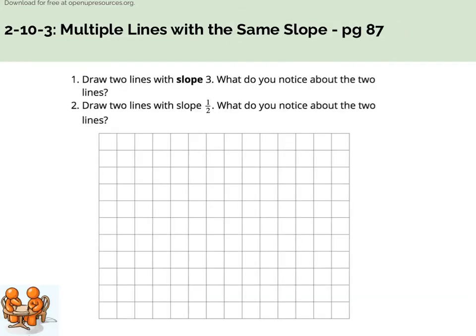So on page 87, it says draw the lines, 2 lines with slope 3. What do you notice about the 2 lines? So remember that our slope is vertical over horizontal. So what I want you to do is draw 2 lines with slope 3. So go ahead and pause right now. Go ahead and draw those 2 lines.